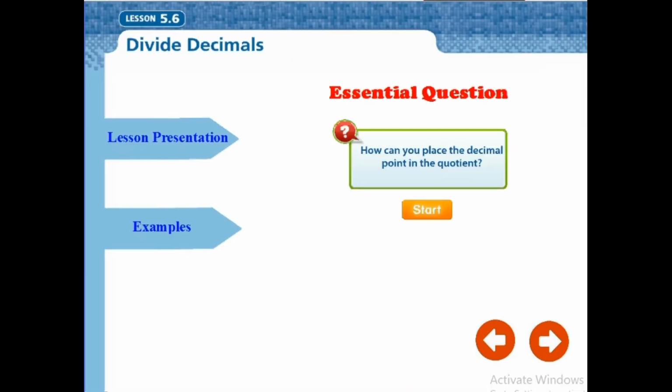How can you place the decimal point in the quotient? You can place the decimal point in the quotient by first multiplying both the dividend and the divisor by a power of 10. Matthew has 81 cents. He wants to buy stickers that cost 9 cents each. How many stickers can he buy?